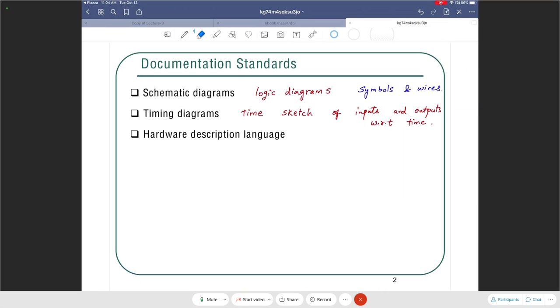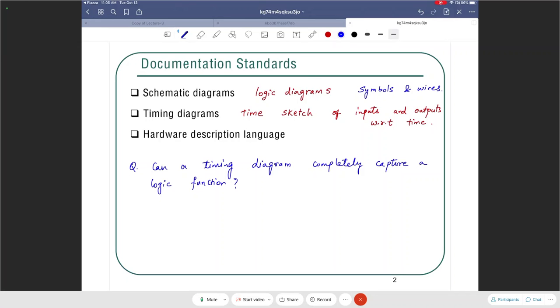Now, can I say the same thing with respect to a timing diagram? So the question here is, can a timing diagram completely capture a logic function? What do you guys say? The possible answers, of course, are yes or no. Not really, no, yes. Everybody is saying yes or no, but I really like the first answer, not really.